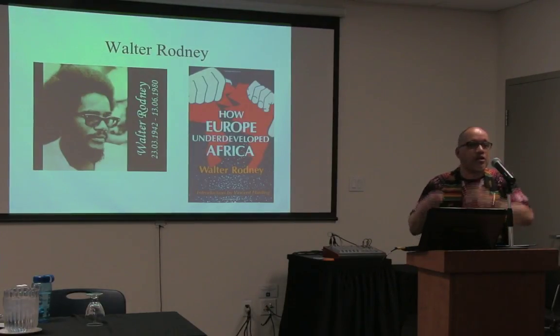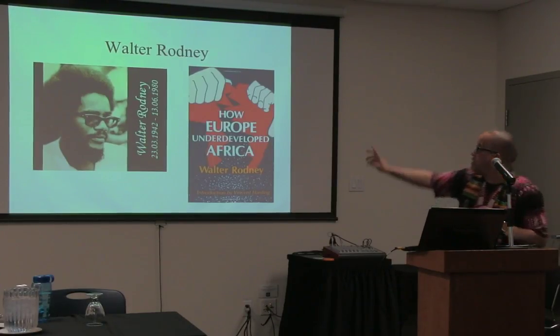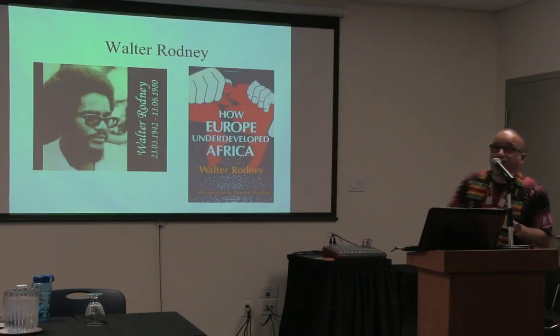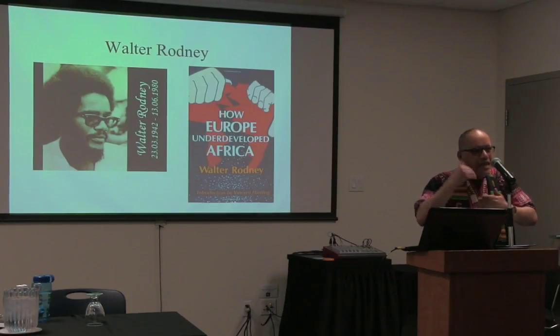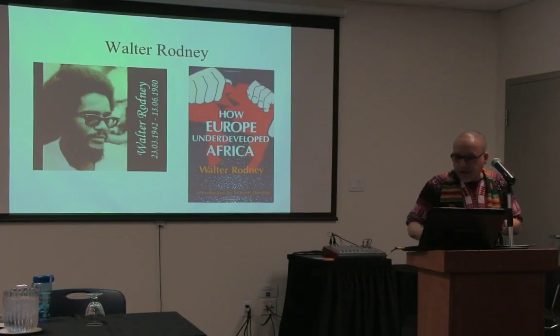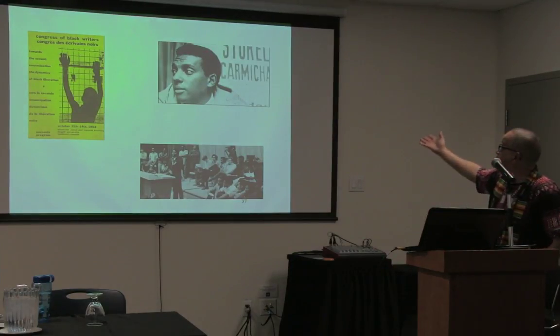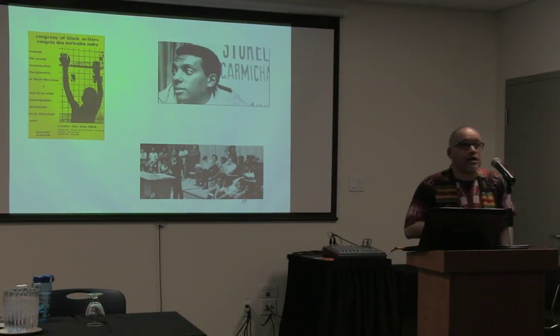And what happens is that leads to the Rodney riots. He eventually goes off, teaches in Tanzania, returns to Ghana, is assassinated, and his book, among many, How Europe Underdeveloped Africa, is a very important intellectual contribution to Pan-Africanism, looking at the relationship of Africa to Europe. We have here a very important example of Pan-Africanism in Canada in 1968.